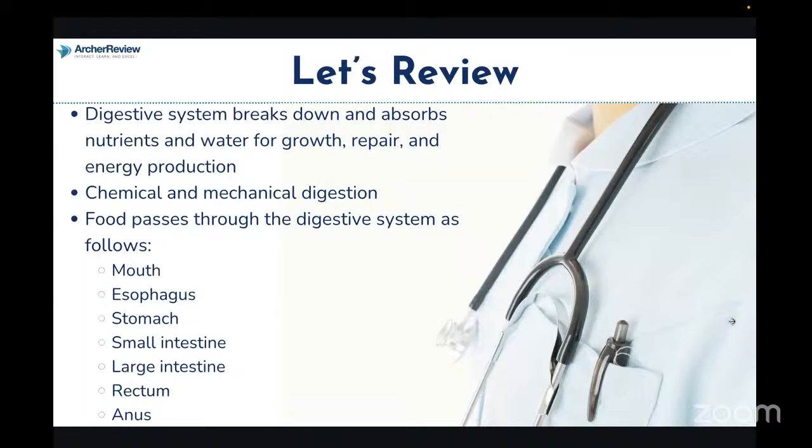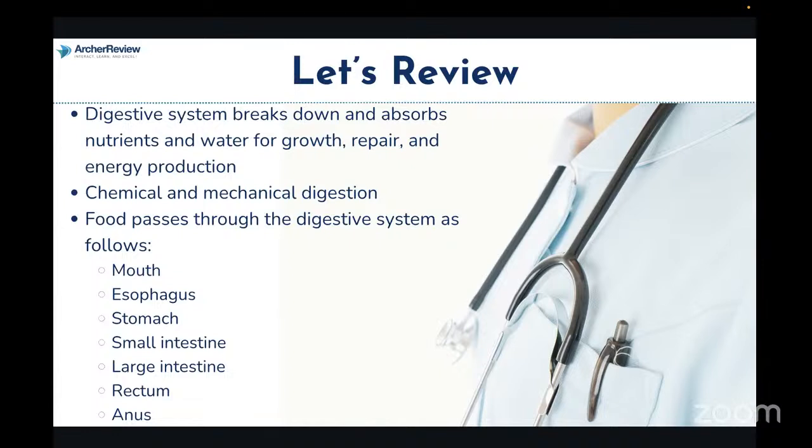Let's review the digestive system. The digestive system breaks down and absorbs nutrients and water for growth, repair, and energy production. Chemical and mechanical digestion occurs. Remember, mechanical digestion begins in the mouth with mastication, chewing, but it continues into the stomach through muscle contractions or peristalsis. Chemical digestion also happens in the mouth through enzymes in the saliva, and then, of course, in the stomach through the secretion of acids and mucus to further break down our food and drink.